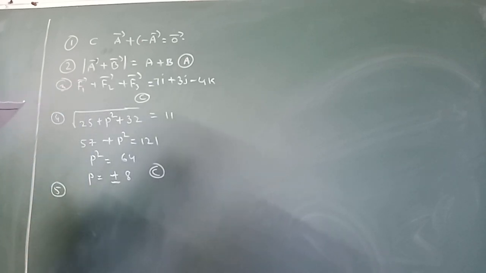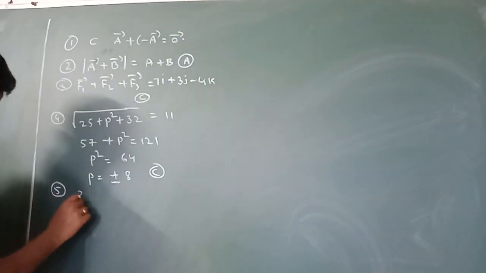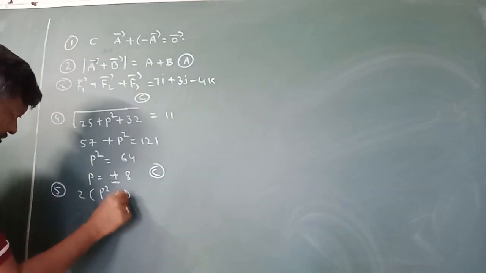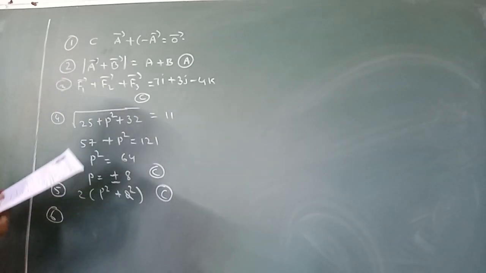Fifth one. If P plus Q is R, P minus Q is S, then R square plus S square. Write the formulas. The answer is 2 times P square plus Q square. Option C.